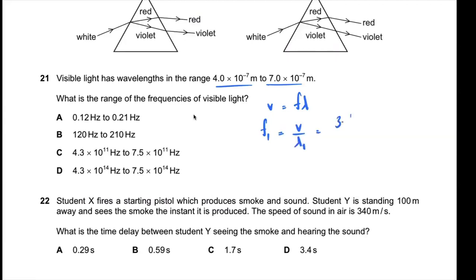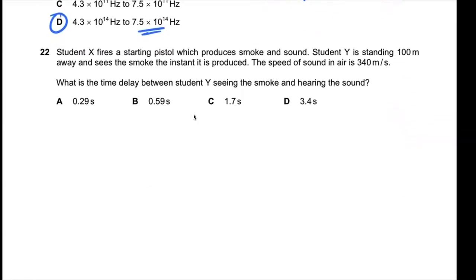So v is 3.0 times 10 to the 8 over one of these lambdas. So this is 3.0 times 10 to the 8 over 4.0 times 10 to the negative 7, which is 7.5 times 10 to the 14. So it's obviously this one then. So it's D.